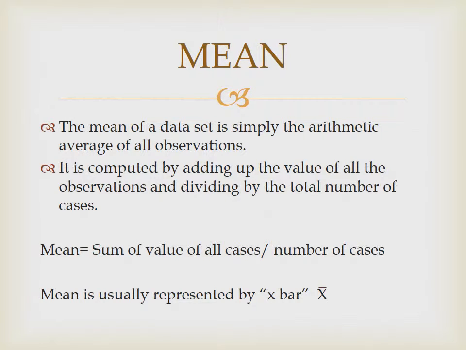The mean, many people know, is what we call an average of all the observations. It can be computed by adding up the value of all of your observations and dividing by the total number of cases. You see the formula there, but also note that sometimes you will see the mean represented by what we call X bar. X bar is the X with the line over it.